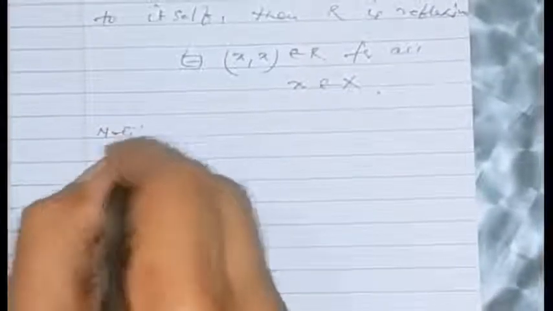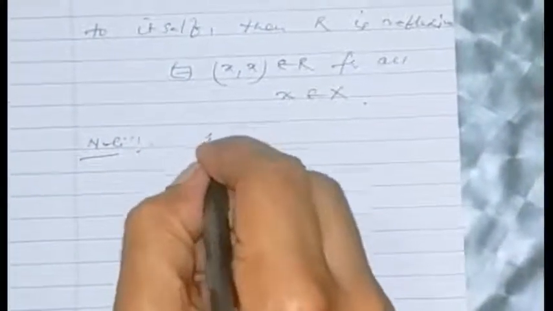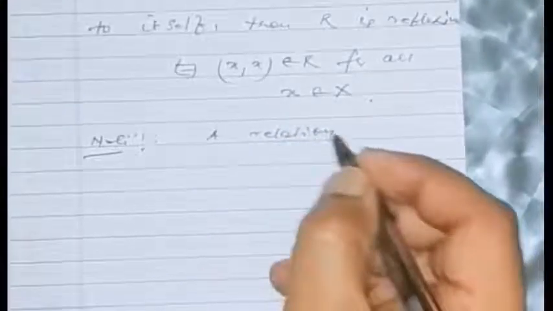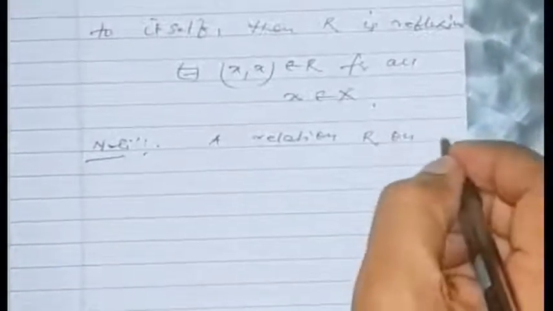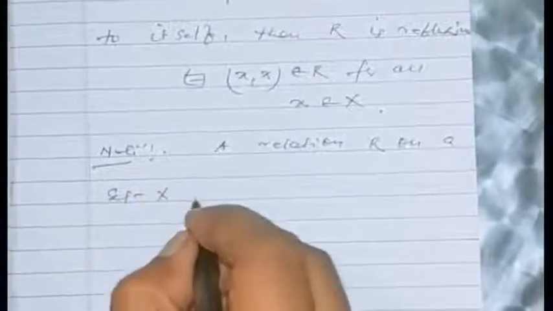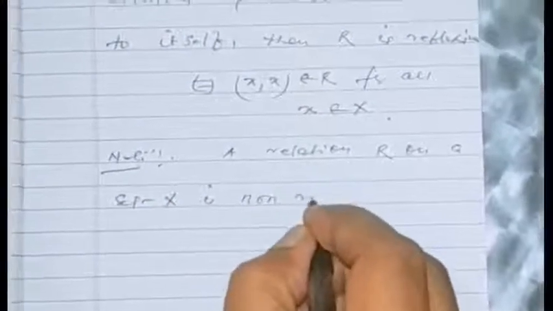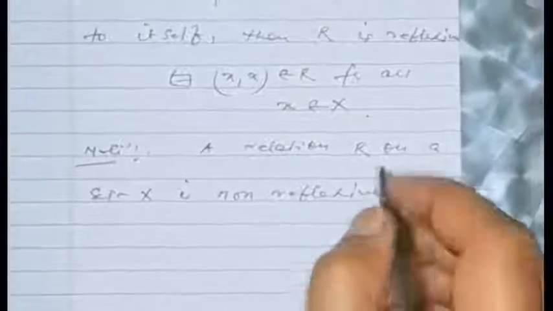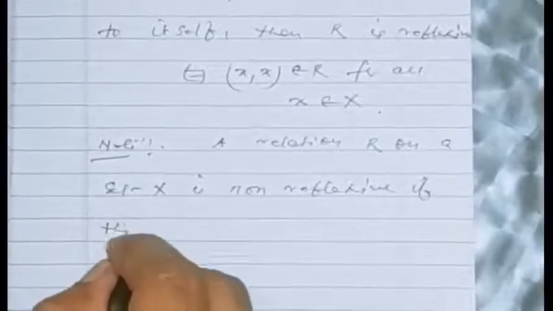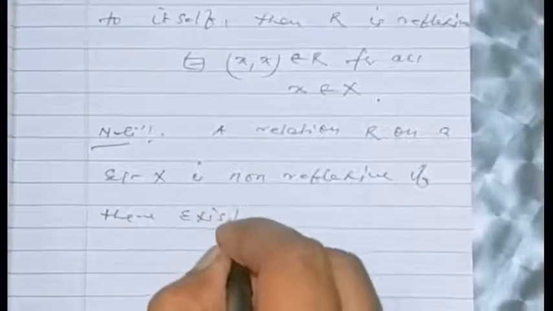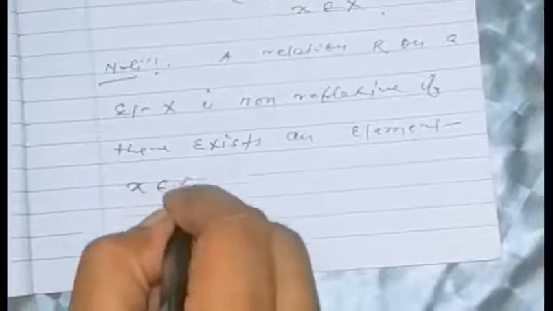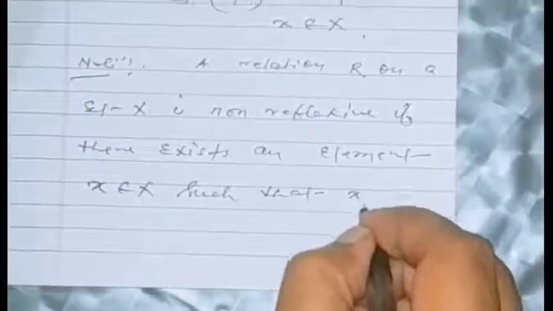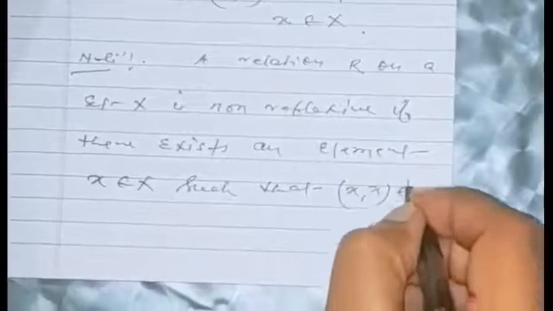Note, a point to be noted here: a relation R on a set X is non-reflexive if there exists an element x belongs to set X such that (x, x) does not belong to relation R.